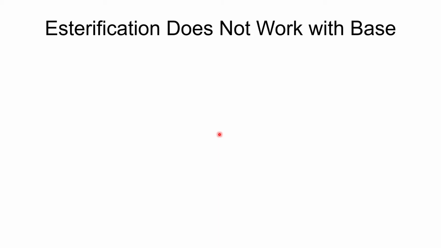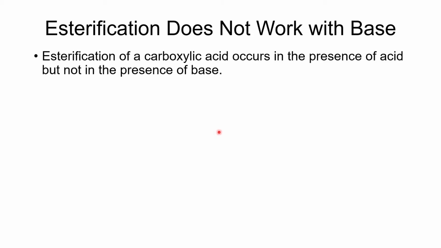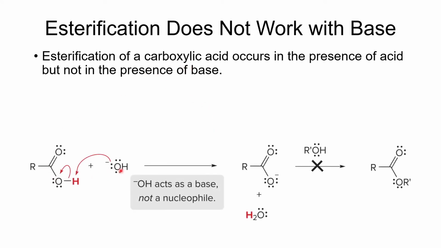It does not work with base. If you attempt to do esterification with base, you're going to have a bad day. And let me explain why. As soon as you put a base in with the carboxylic acid, it's going to deprotonate that carboxylic acid and convert it into the carboxylate salt. That carboxylate salt is not very reactive, at least as far as substitution goes. So you're not going to be able to do the next step of the reaction, which is to create all those intermediates and get to your product.